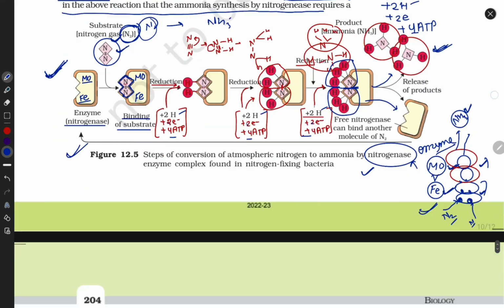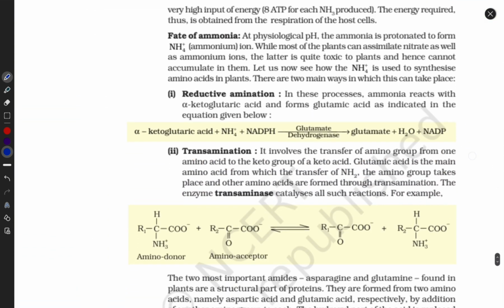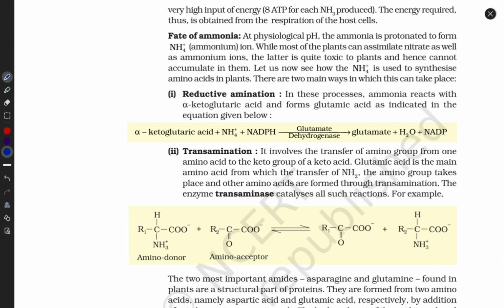Now let's move further, guys. This is the rate of reaction. What kind of reaction will happen? Ammonia changes into amino acids. I'm introducing it again from the start. I'll totally recap everything one by one.